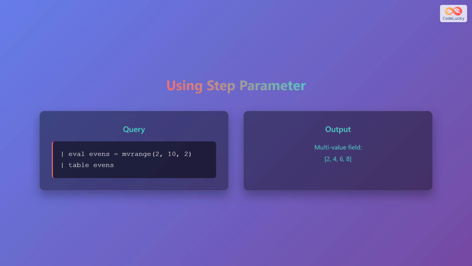The step parameter allows you to control the increment between numbers in your range. In this example, pipe eval evens equals mvrange(2, 10, 2) creates a sequence starting from 2, ending before 10, with an increment of 2. The output produces the multi-value field containing 2, 4, 6, and 8. This demonstrates how the step parameter lets you create custom sequences like even numbers, odd numbers, or any other pattern you need. The step parameter is particularly useful when you want to skip certain values or create specific intervals.